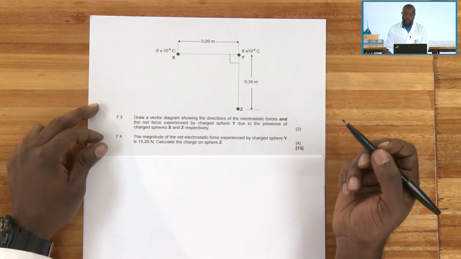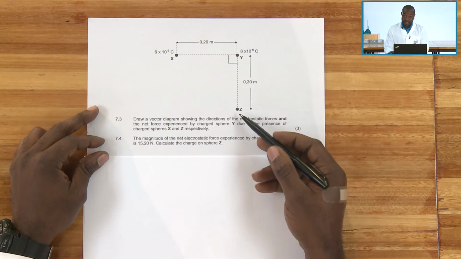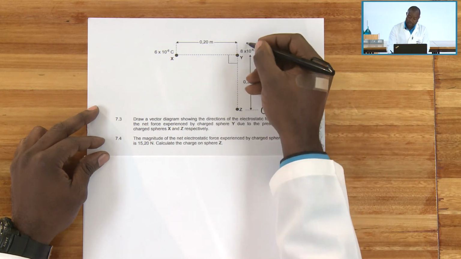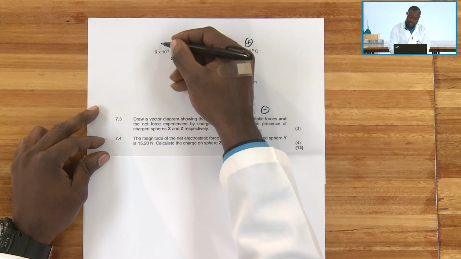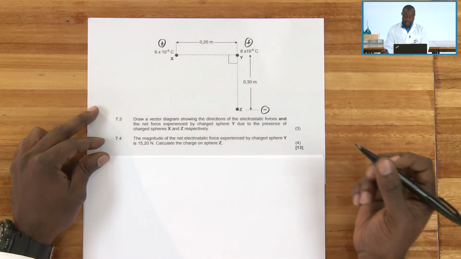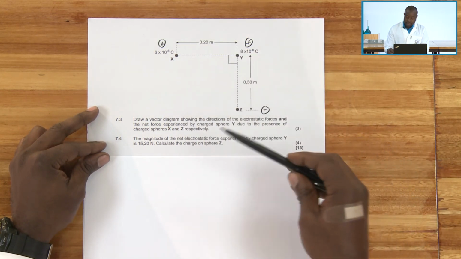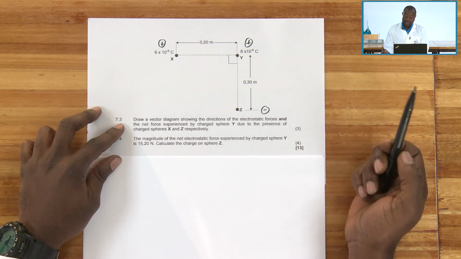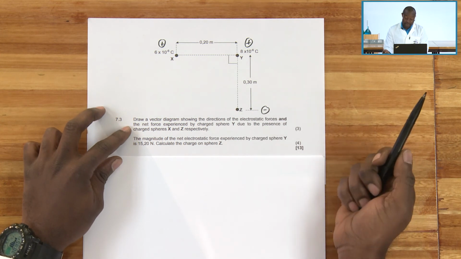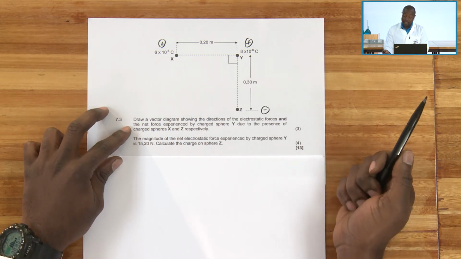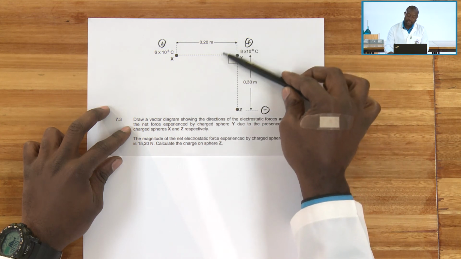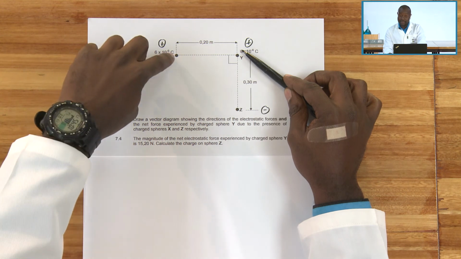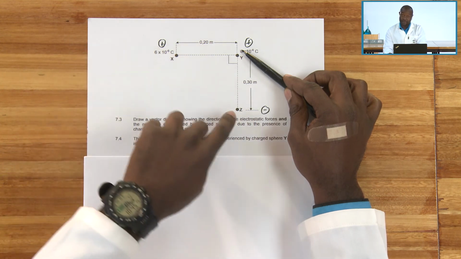So this is our diagram, and we have introduced a third charge, which is Z, and we were told that that charge is a negative charge. We know that this is a positive charge, and we know that this is also a positive charge. And the question is asking us to draw a vector diagram showing the direction of the electrostatic forces and the net force experienced by the charged sphere Y. So we are interested in the forces that are being experienced by Y, as a result of the charge on X and as a result of the charge on Z.